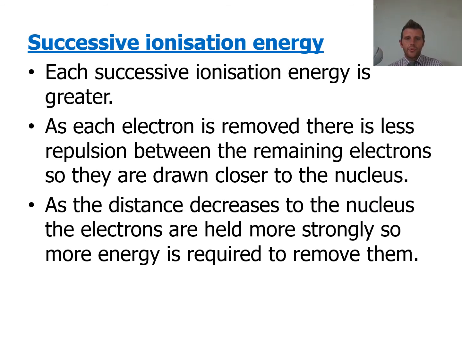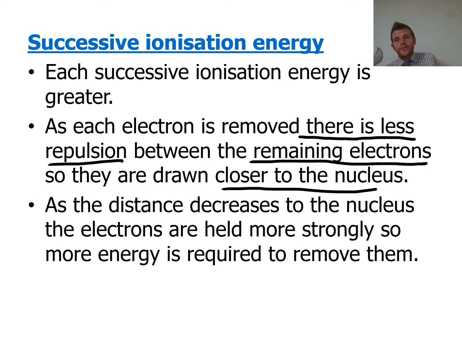Key things to remember about successive ionization energy. Each one is going to be greater than the first one, and this is because for each electron removed, there is going to be less repulsion. Therefore, the remaining electrons are drawn closer to the nucleus. If there are fewer electrons there, they're going to be pushing against each other less, so the atomic radius is going to get smaller. And if it gets smaller, then those electrons are closer to the nucleus. So the nucleus is going to be able to hold on to them even tighter.